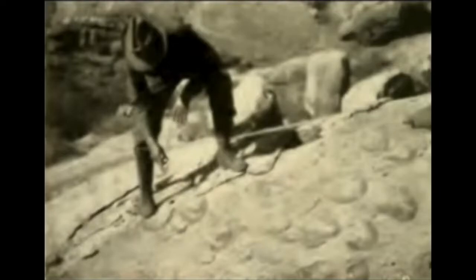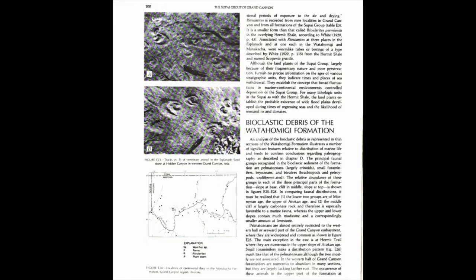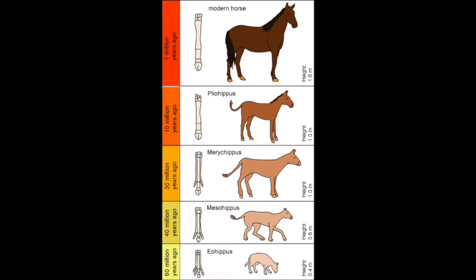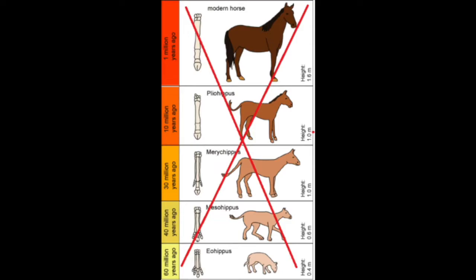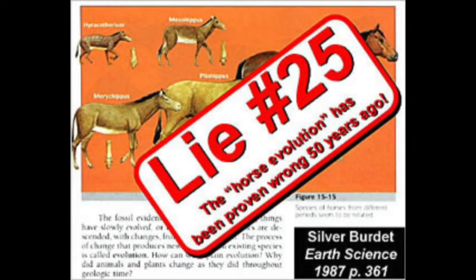But the problem for evolutionism was that these footprints were out of place. They were in Permian rocks. The rocks were far too old, according to evolutionary theory. After all, many people still believe in the evolution of the horse. Although the sequence has been proven wrong years ago, it still appears in textbooks today. So I'm sure many listening still believe in this lie.